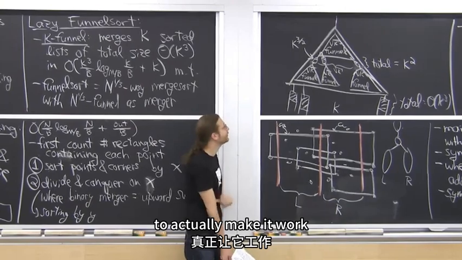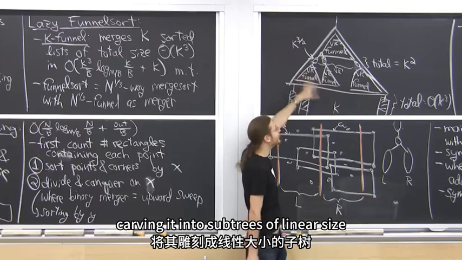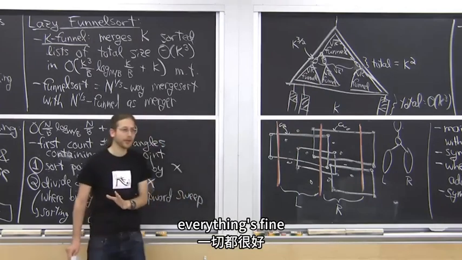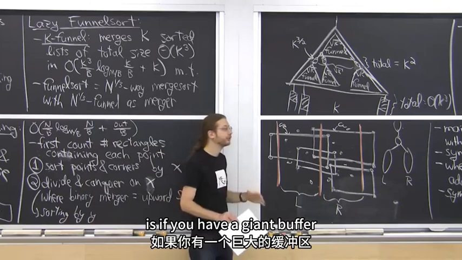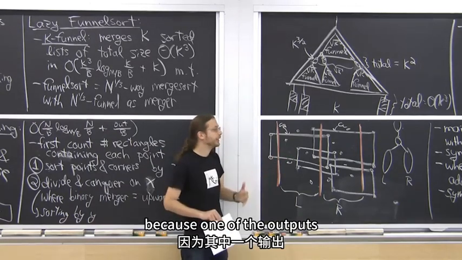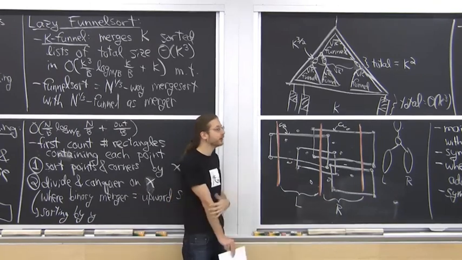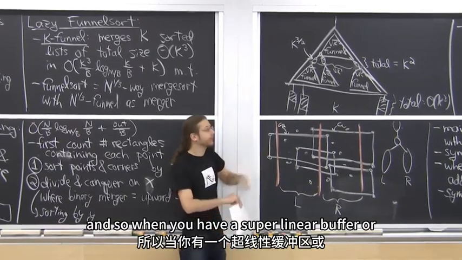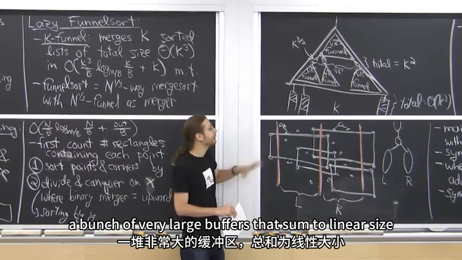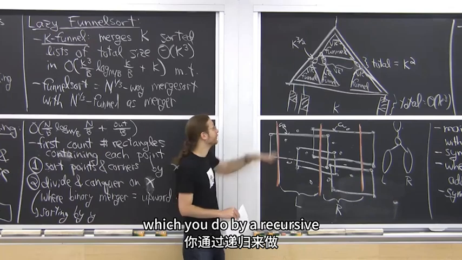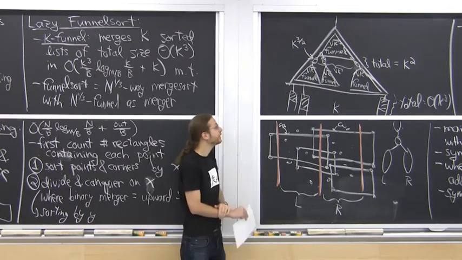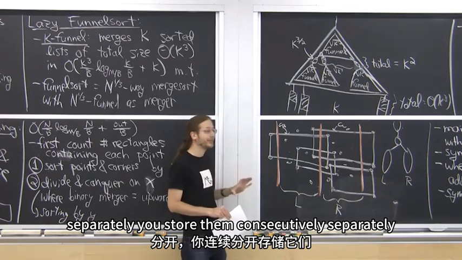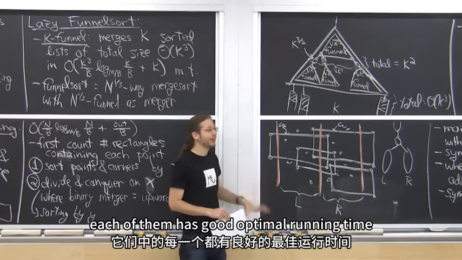To actually make it work, you end up having to take this tree, carving it into subtrees of linear size. Normally, the whole thing is linear size, everything's fine. Where the analysis breaks is if you have a giant buffer, because the output size here is potentially quadratic, and so the overall thing might be superlinear. When you have a superlinear buffer, or a bunch of very large buffers that sum to linear size, you need to carve that tree recursively so that each of the trees has linear size. Then you apply the analysis to each of the trees separately. You store them consecutively, separately. Each of them has good optimal running time, and then the combination does.